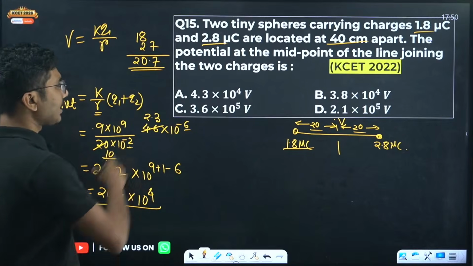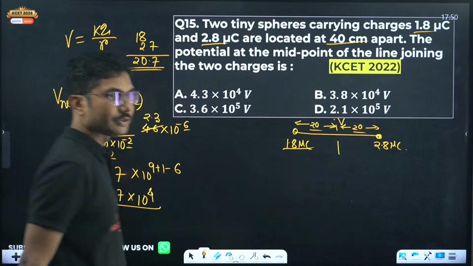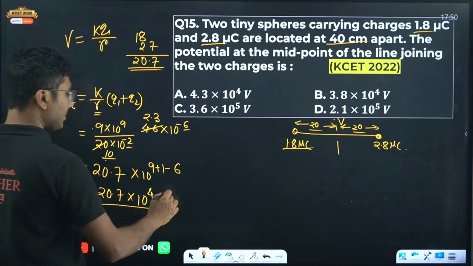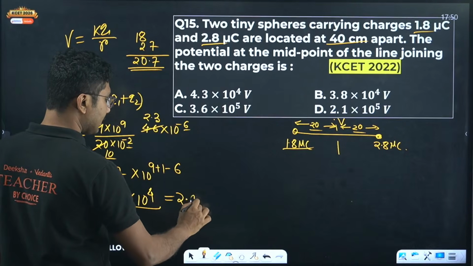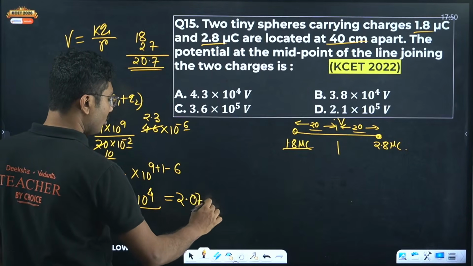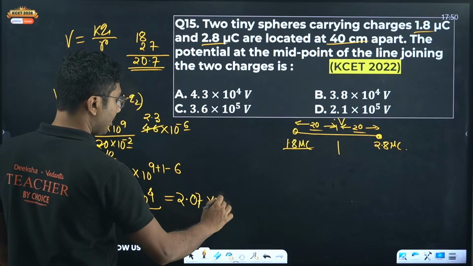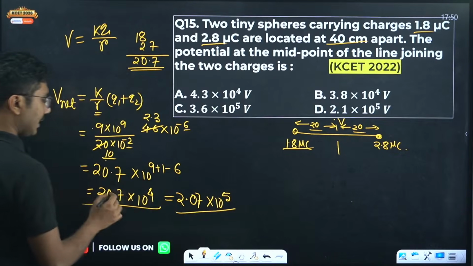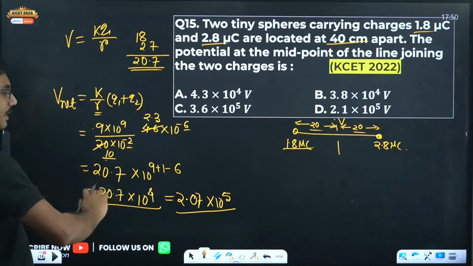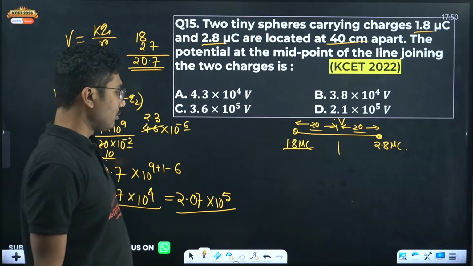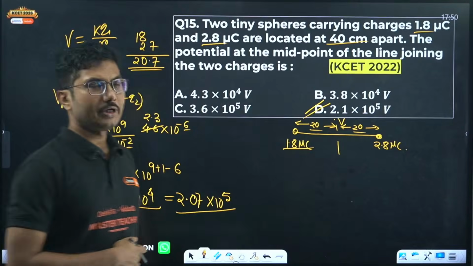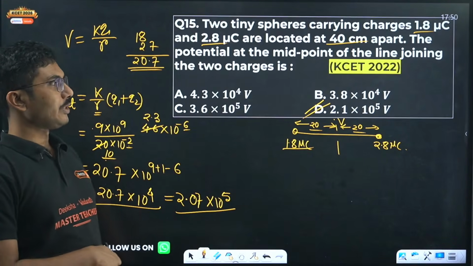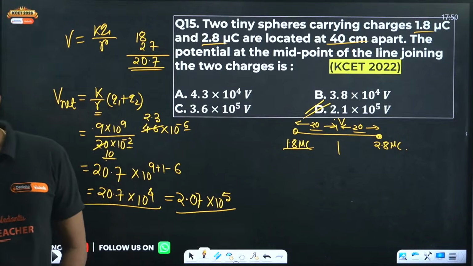If you see the options, none of the answers is actually matching with this direct calculation. But if you simplify it a little bit more, if you take one more decimal out, then you get 2.07 into 10 to the power of 5. If you take the decimal one more place inside, then the power of 10 increases, so that will be 10 to the power of 5. So now our answer matches with option D, that is 2.1 into 10 to the power of 5 volt.